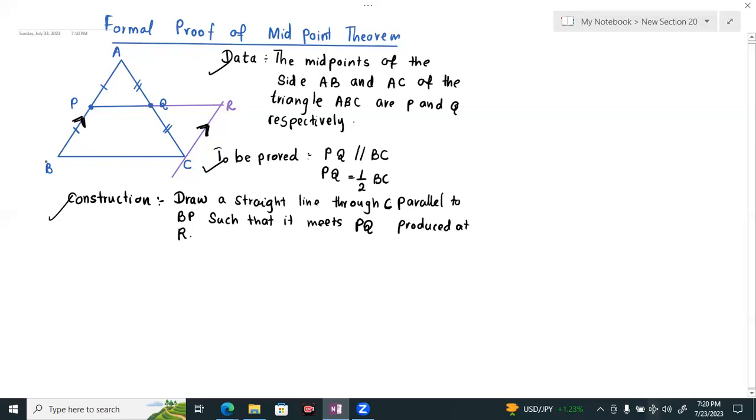If I can say that PBCR is a parallelogram, then we can say that PQ and BC are parallel to each other. Also, with the help of the congruence of triangles, we can collect the information that we need to prove that PBCR is a parallelogram. Let's see how we do this.